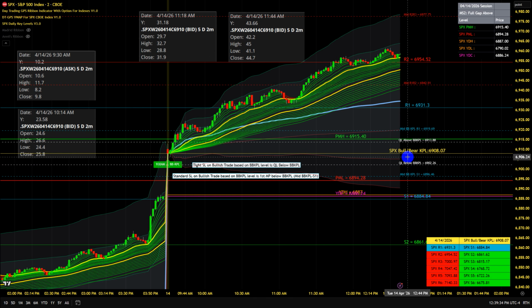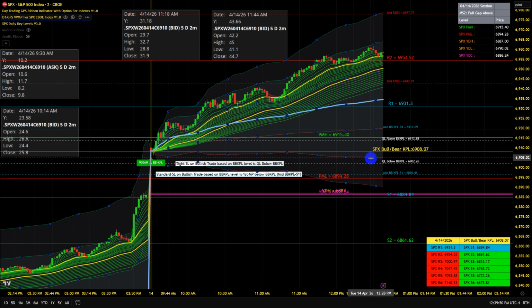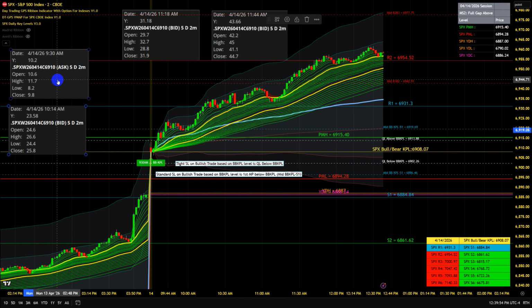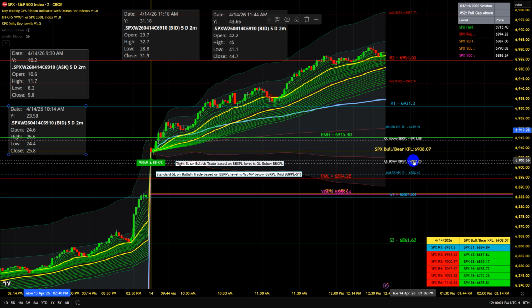As far as the option strikes, the standard play is going to be the SPX option closest to the level that we're basing the trade on. In this case, we're basing on the bull bear KPL. 69.0807 is today's bull bear KPL level for this session, and so that is going to be the 69.10 call option. You can use either 0-DTE options or 1-DTE options with the Daily Key Levels option trading strategy for SPX.